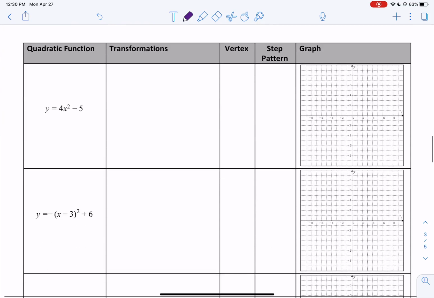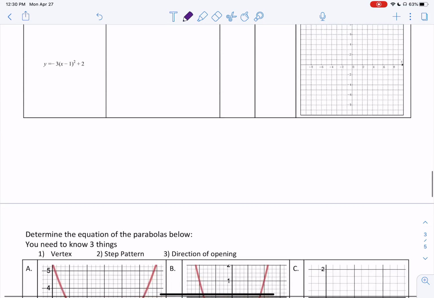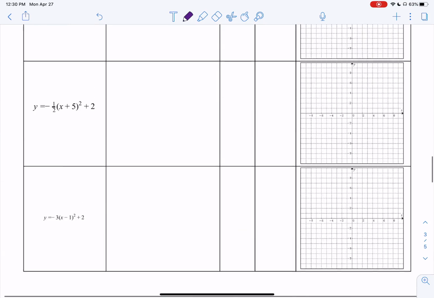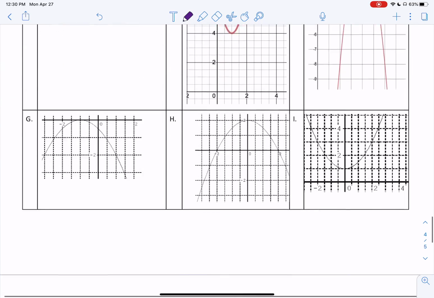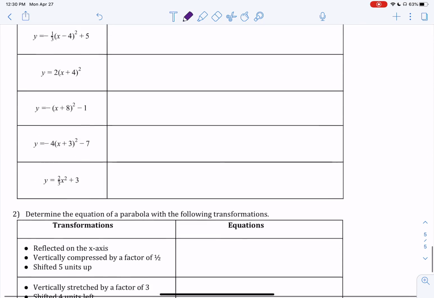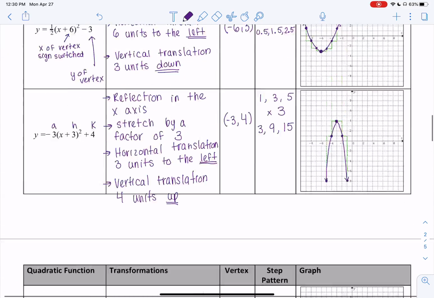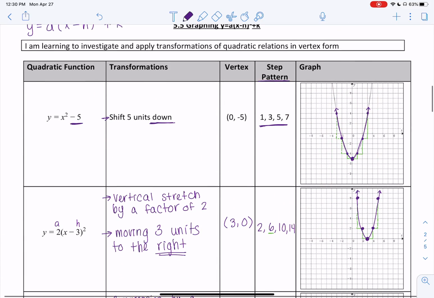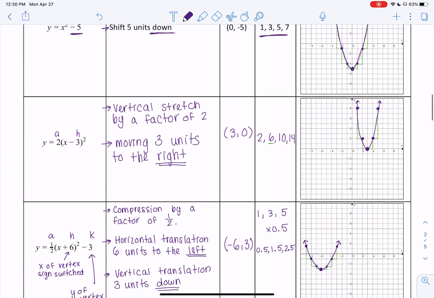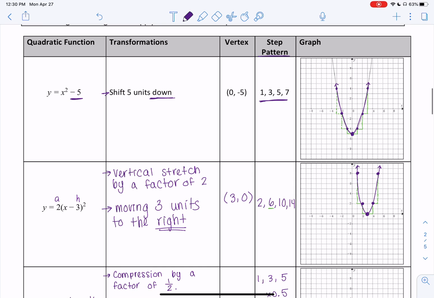Now what I want you to do is there are some other ones below. I want you to give them a try and complete this worksheet below and write out the transformations. This lesson is very, very important for grade 11. So go through and do the absolute best you can and fill in all the answers yourself and then check your answers online.